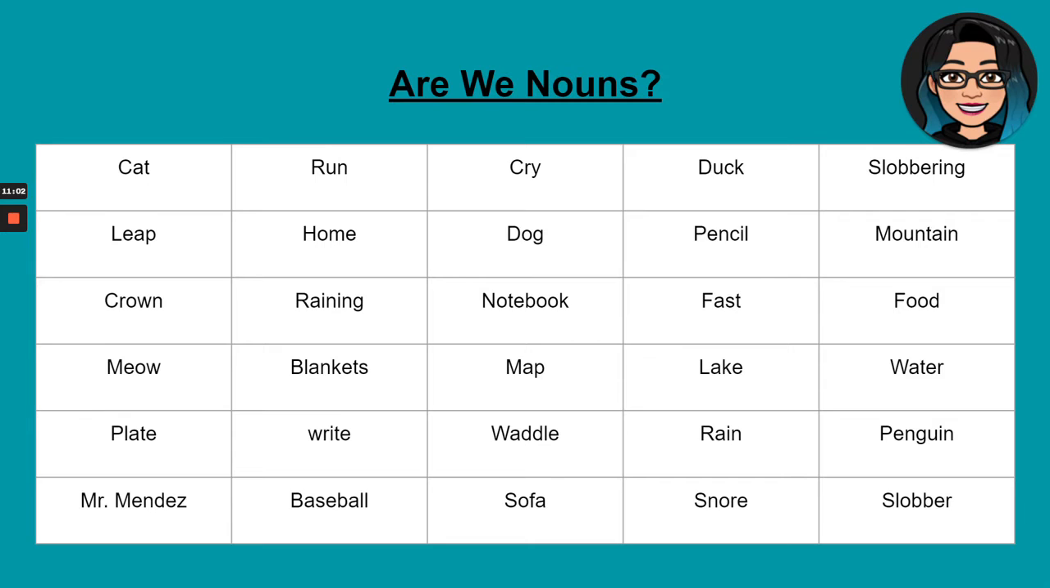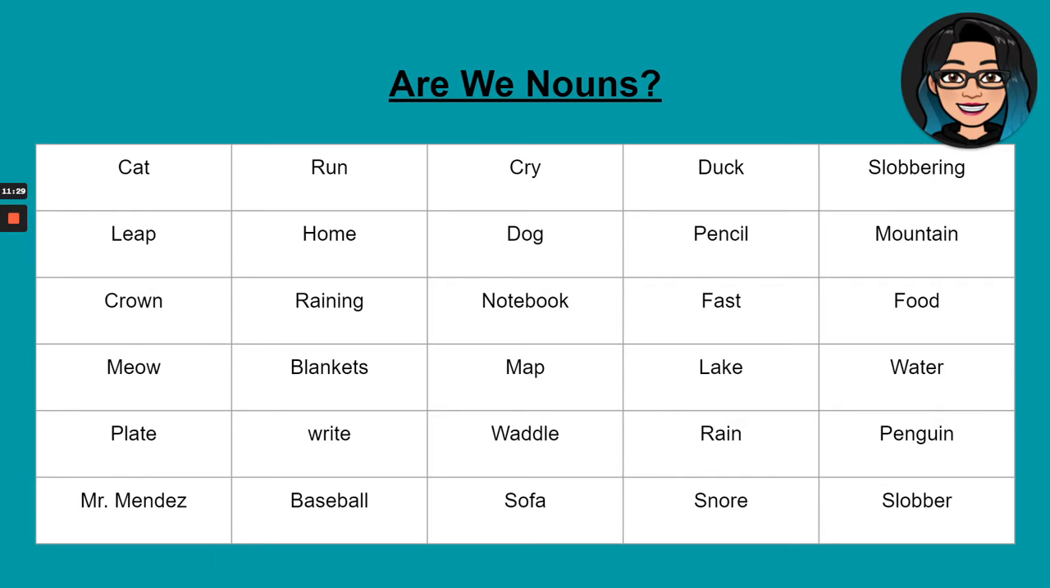Is leap a person, place, or thing? Is it an action? What is it? Would you consider that a noun? Crown. Crown is something that you wear on your head, probably if you're royal, maybe if you're playing. So is that a person, place, or thing? And is it a noun?